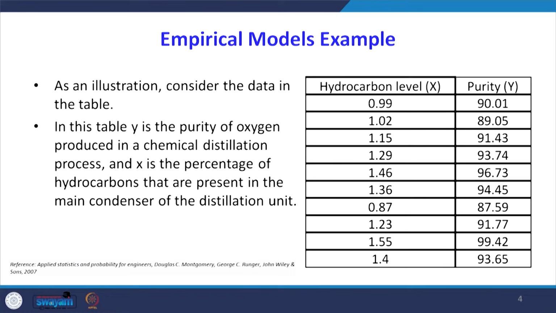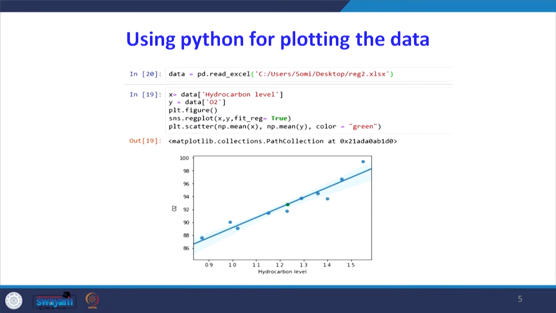A table is given, with an x variable called hydrocarbon level and a y variable called purity. As an illustration, consider the data in the table. In this table, y is the purity of oxygen produced in a chemical distillation process, and x is the percentage of hydrocarbons present in the main condenser of the distillation unit. Now we are going to see what the influence of x on the purity of oxygen is.